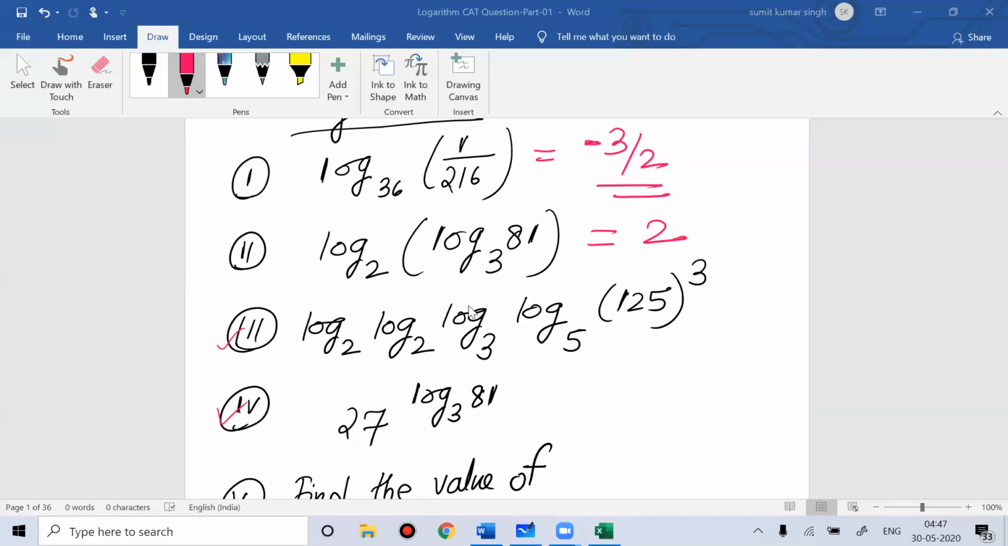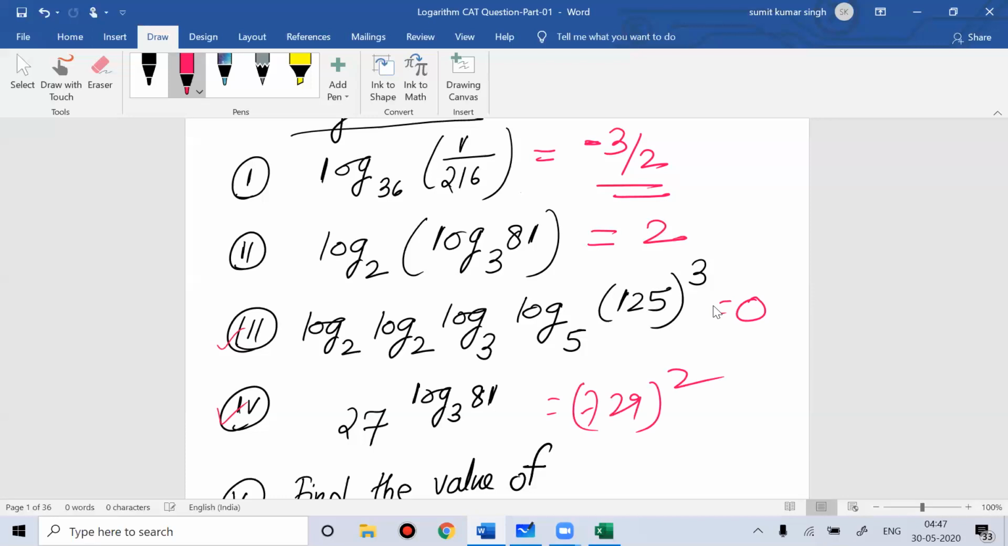I think by this time you would have come up with the answer to question number three. If I think correctly, the answer for the third one would be 0. If you have any other opinion, you can tell me. The fourth one would be 729 squared.